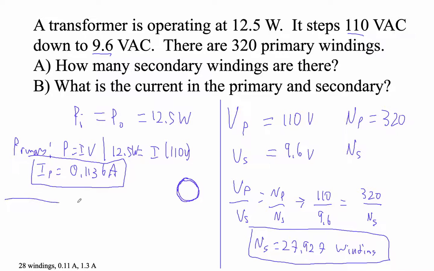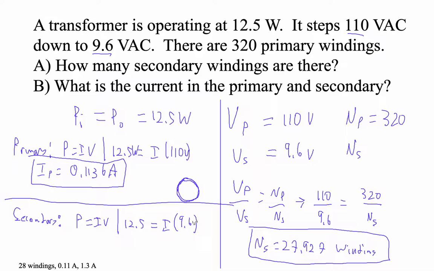All right, so now let's look at the secondary. Power is IV. So 12.5 is equal to I times 9.6 volts, right? Because there's 9.6 volts. All right, here we go. So 12.5 divided by 9.6 is 1.302.